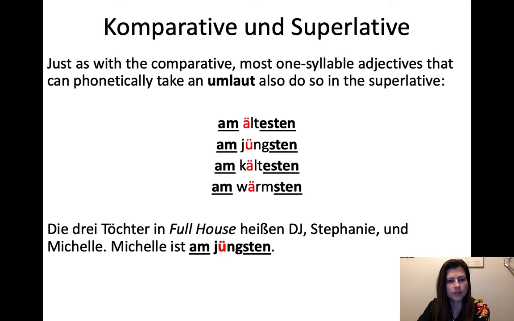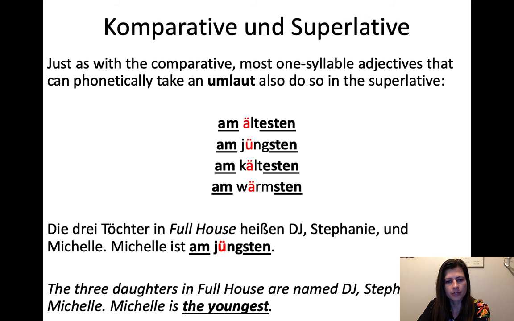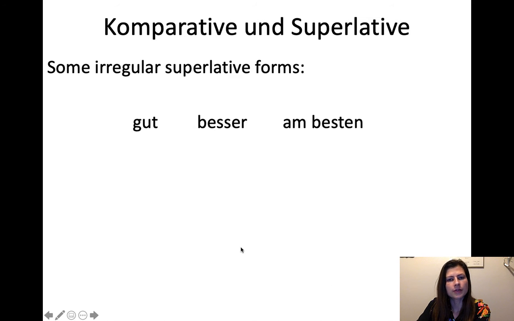Here's an example for this one. Die drei Töchter in Full House heißen DJ, Stephanie und Michelle. Michelle ist am jüngsten. The three daughters in Full House are named DJ, Stephanie, and Michelle. Michelle is the youngest. Am jüngsten. She is the youngest. Okay, so some irregular forms as well.